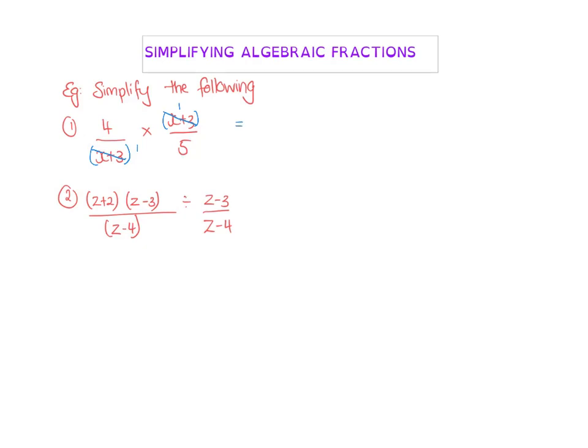Then we just follow the simple fraction rules. If you can remember, you times across the top and you times across the bottom. So now we have 4 times 1 is 4 and 1 times 5 is 5.